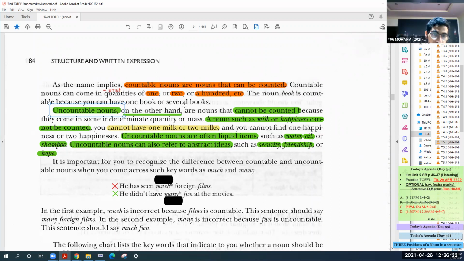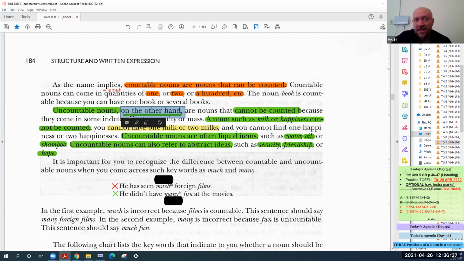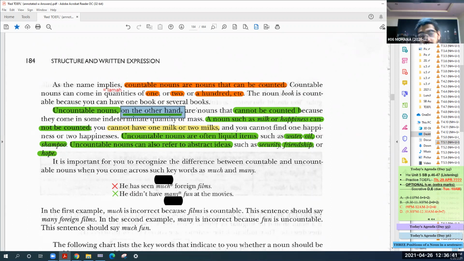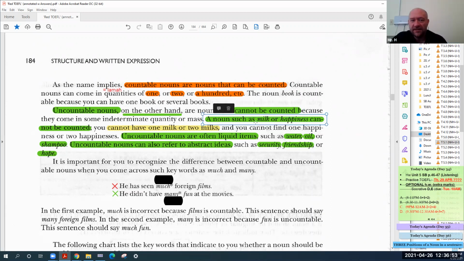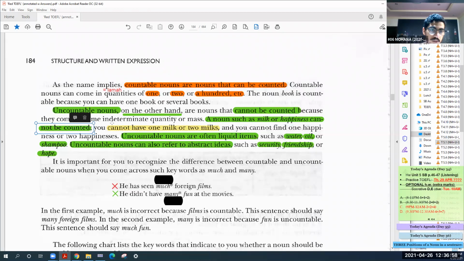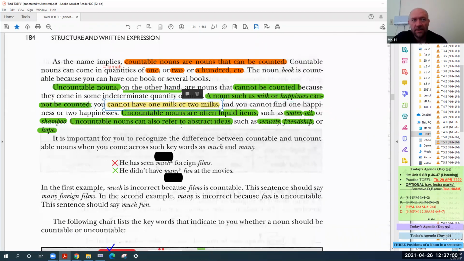Uncountable noun, on the other hand, can't. What does that mean? I think you should learn this for the writing. The opposite way. That's right, the opposite. On the other hand, can't be counted. And then? A noun such as milk and happiness cannot be counted. Can't have one milk or two milks. Exactly. You cannot have one milk or two milks.